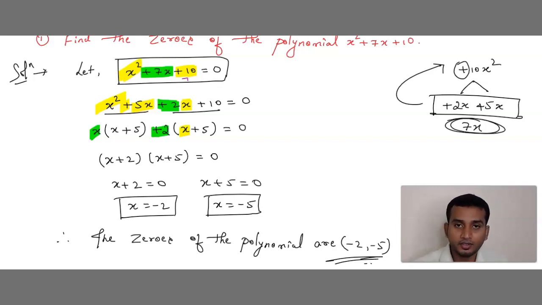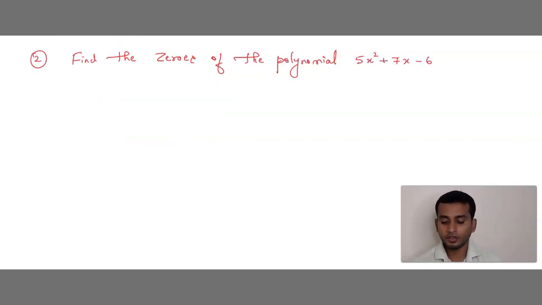Is this clear? The first problem, how to find the zeros of the polynomial. First you multiply first term with last term. We get this. Then choose the table in which we get this plus 10x square. Then make sure that when we add these two terms, that should be equal to the middle term. Done. After that you can use your factorization and you can proceed further. Good.